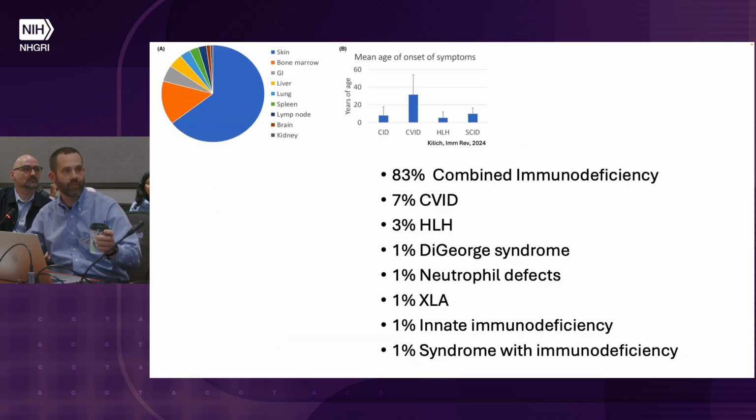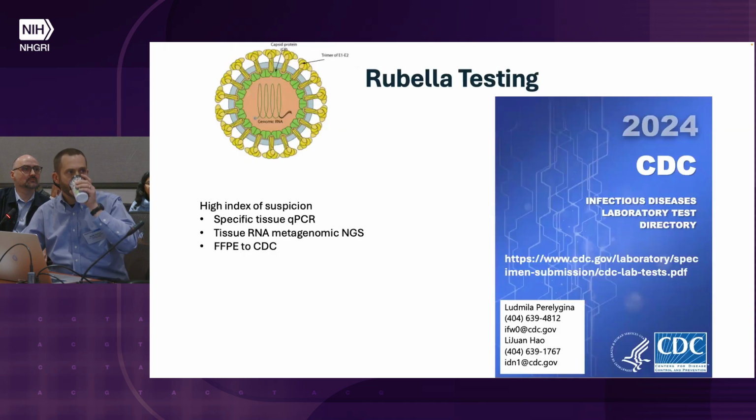And so this is a breakdown of the kinds of immunodeficiencies associated with this sort of reactivation of rubella. Most of them had sort of combined immunodeficiencies, but you can see a decent number of just regular CVID. And so you can test for this. Now, if you have a suspicion for rubella, you might actually do rubella-specific testing, either with a targeted qPCR or through metagenomics. If you're looking through the retrospectoscope like they were, you can take FFPE slides and, through a fairly onerous process, send them to the CDC for testing.